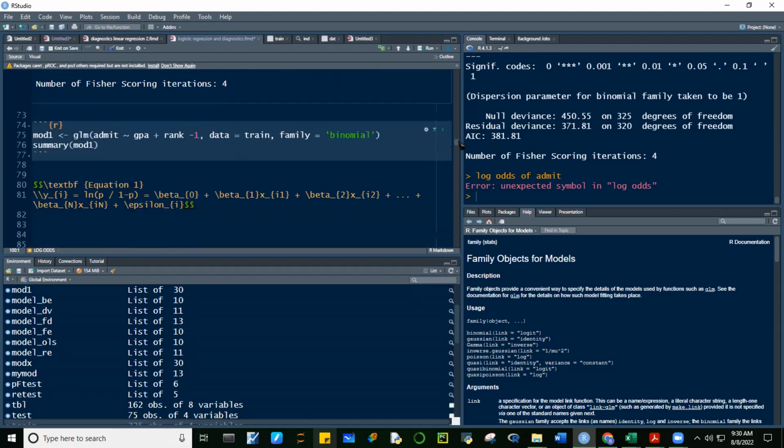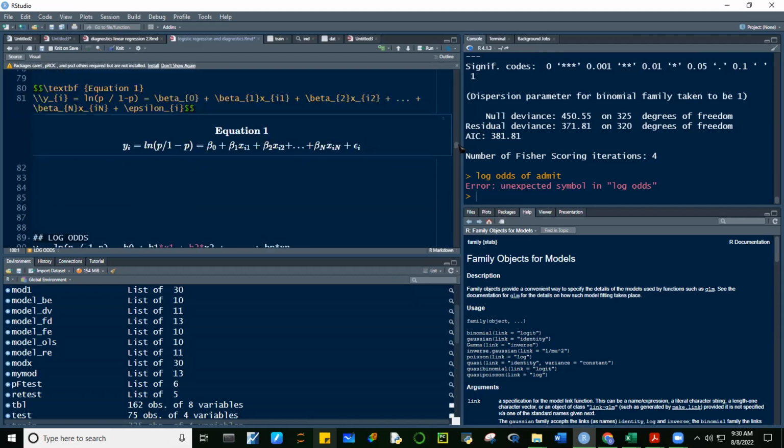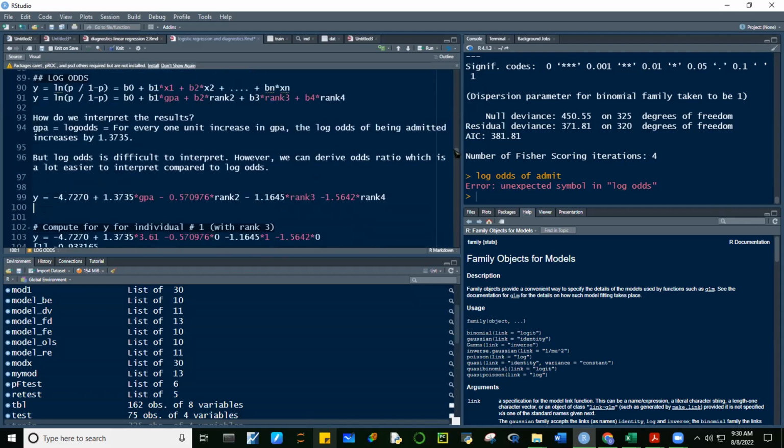And take note, remember, that y is equivalent to something. And that something is your log odds. Ito yun, log ng P over 1 minus P. P is the probability of being accepted divided by 1 minus P, which is the probability of not being accepted. Okay. So let's continue.